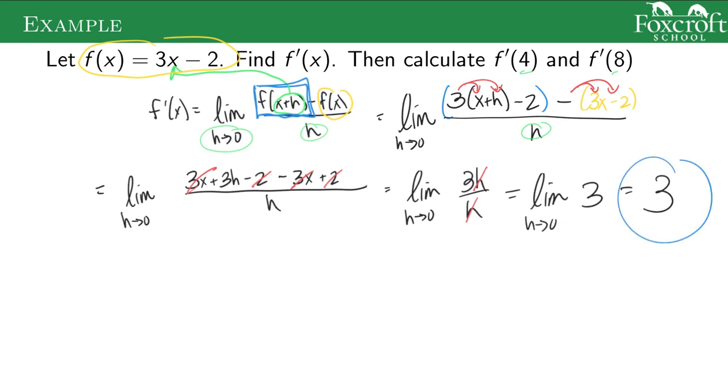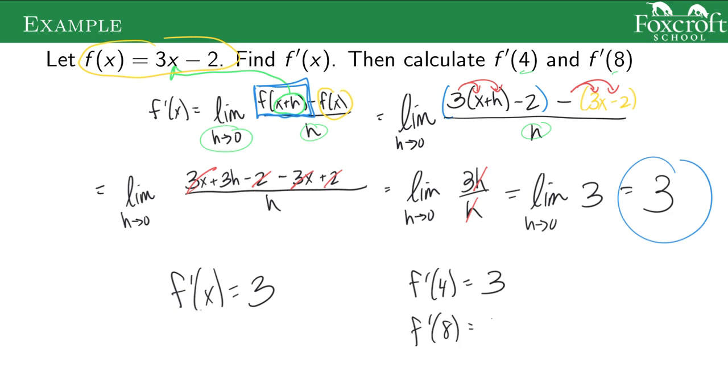So this is our final answer. f prime of x equals 3. The whole derivative function is just 3. It's the same for every single input. So the slope of the tangent line at 4 is 3. The slope of the tangent line at 8 is 3. And this makes sense because my original function is just a line with that slope.